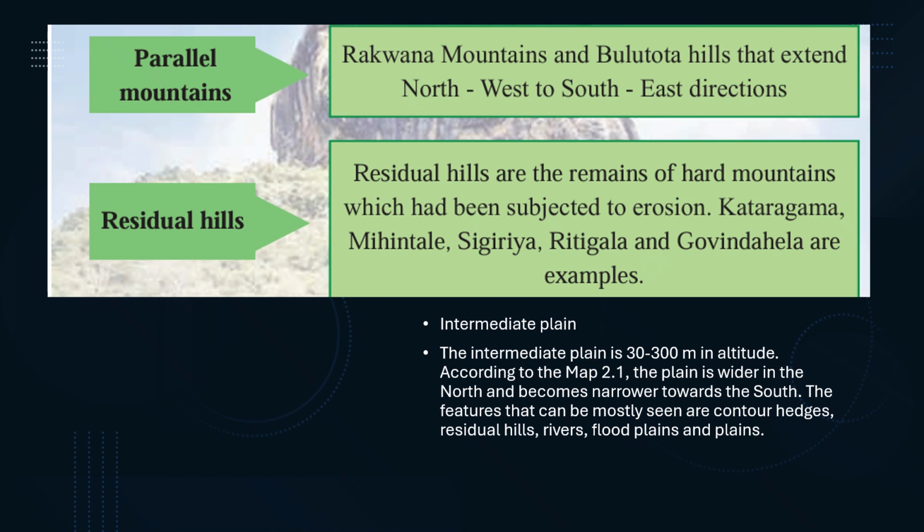Now we're going to learn about the intermediate plain. The intermediate plain is 30 to 300 meters in altitude, not 3,300 meters. According to map 2.1 in your textbook, the plain is wider in the north and becomes narrower towards the south. The features that can be mostly seen are contour ridges, residual hills, rivers, floodplains, and plains.